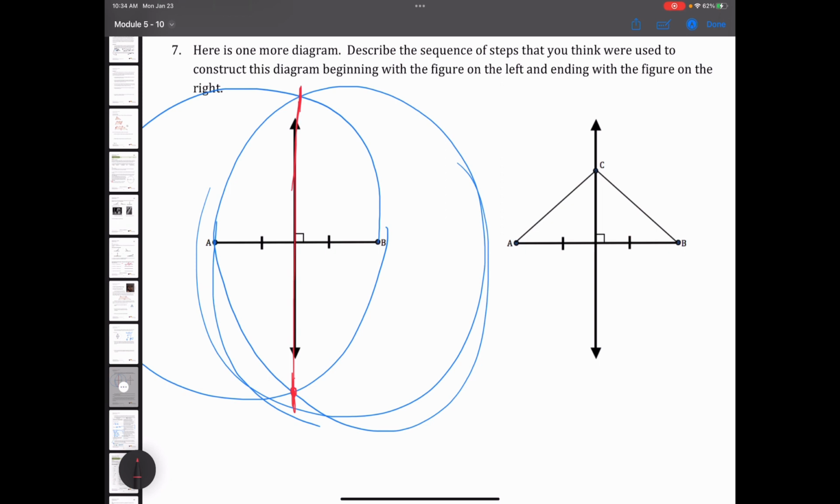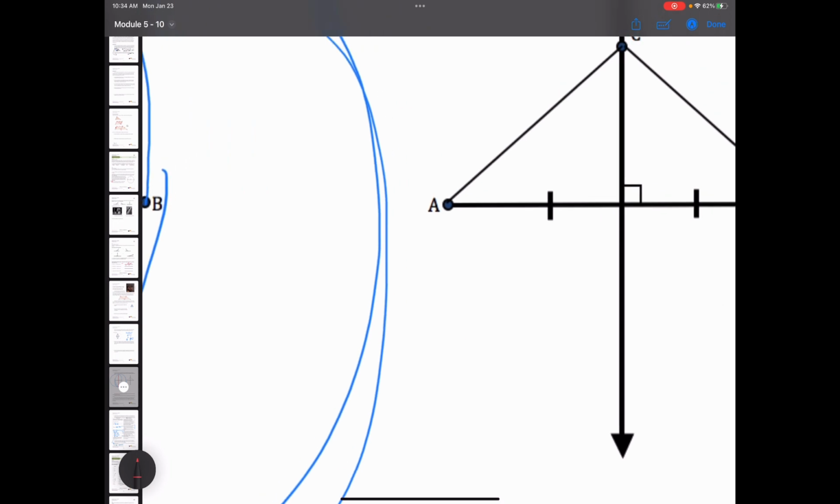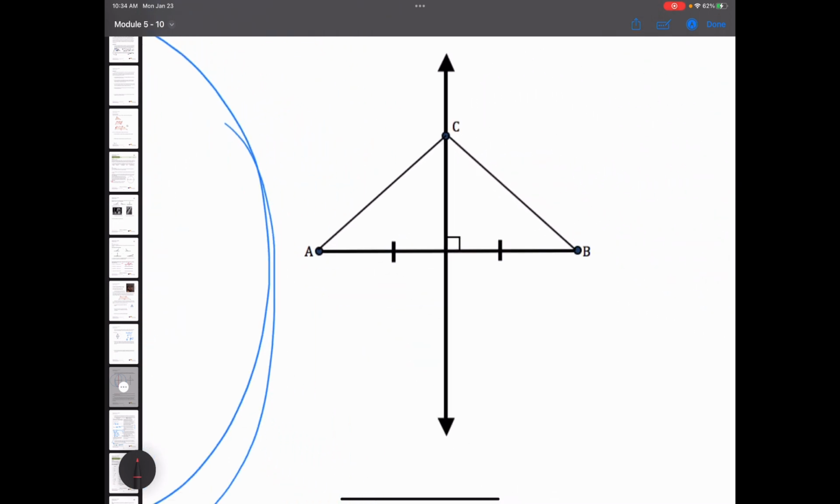What about the second figure? They did the same thing and then just found, well, how did they get C? Did they find C by finding where the top circles intersect? No, that wouldn't be the case, because that would make it an equilateral triangle. It's not an equilateral triangle.